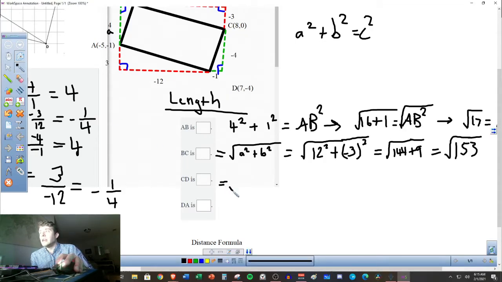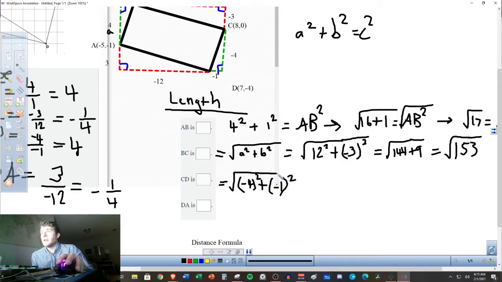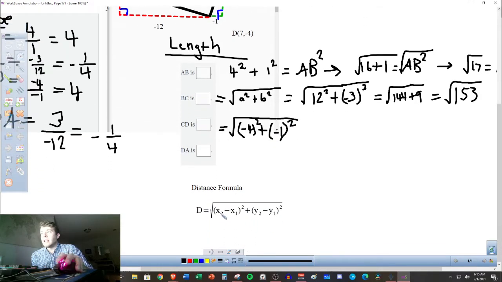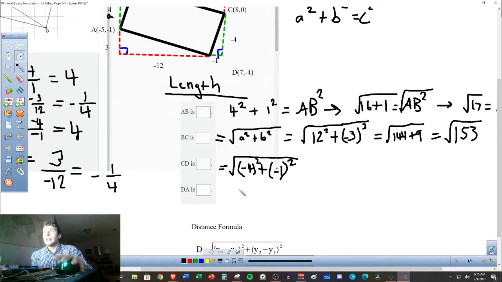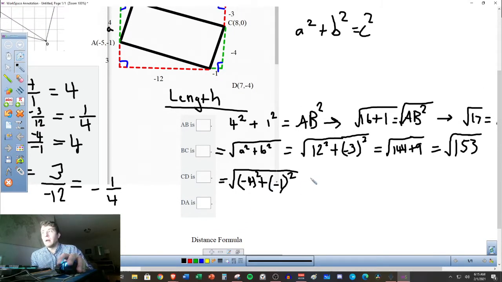So for CD, I'm going to do negative 4 squared plus negative 1 squared. Also, order doesn't matter. Down here it says x2 minus x1 squared plus y2 minus y1 squared. If you looked this up online, it would probably have them flipped. But because addition is commutative, it really doesn't matter what the order is. And that's always been true for right triangles, okay? So this is going to be square root 16 plus 1, which is square root 17.